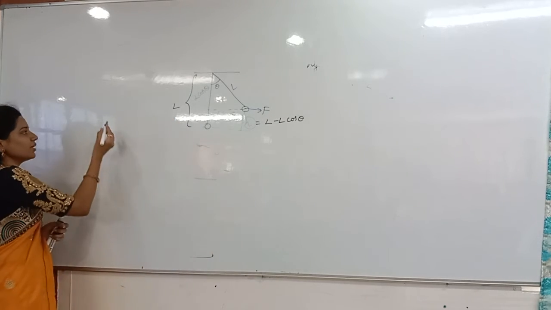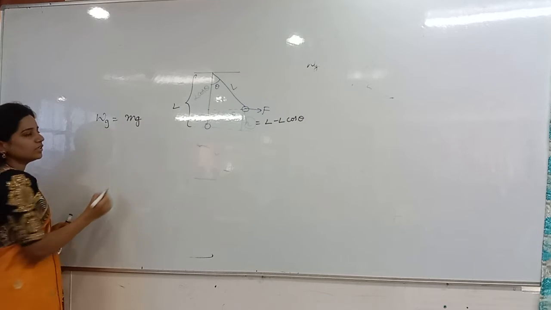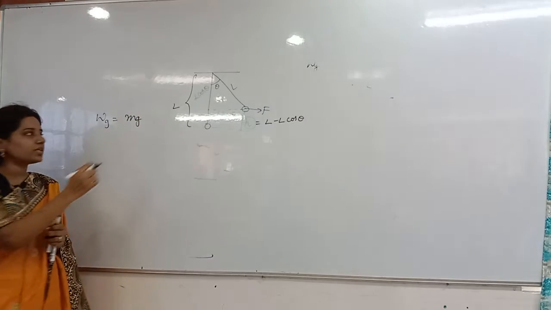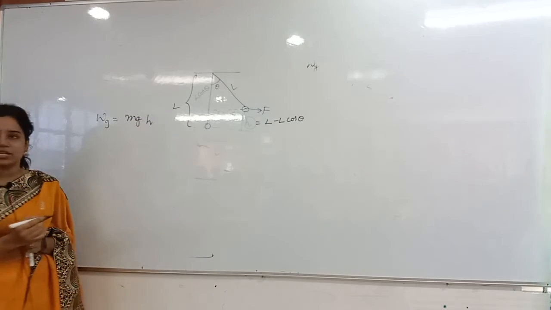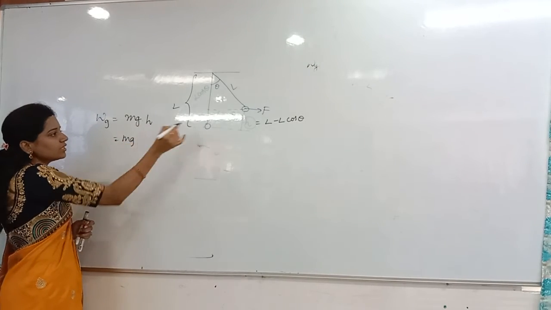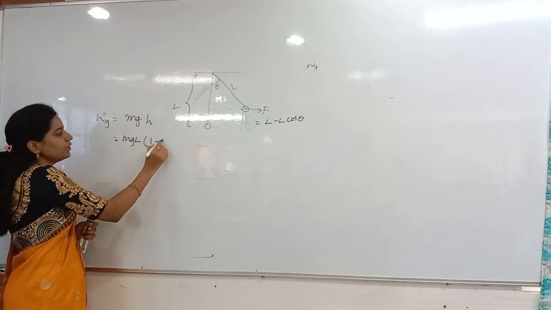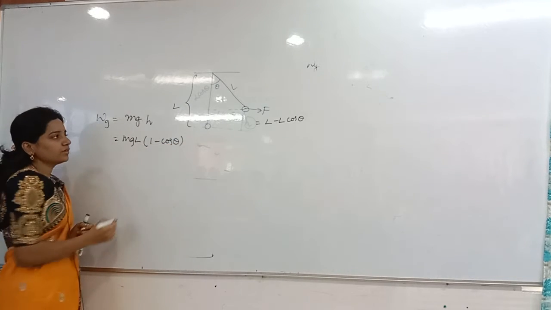So our formula is the work done by the gravity, nothing but what is the formula? Mg, the gravitational force, into the displacement. Displacement is how much here? h is the displacement. Now mg into what is the displacement we got? L minus L cos theta, I can take L common, 1 minus cos theta.